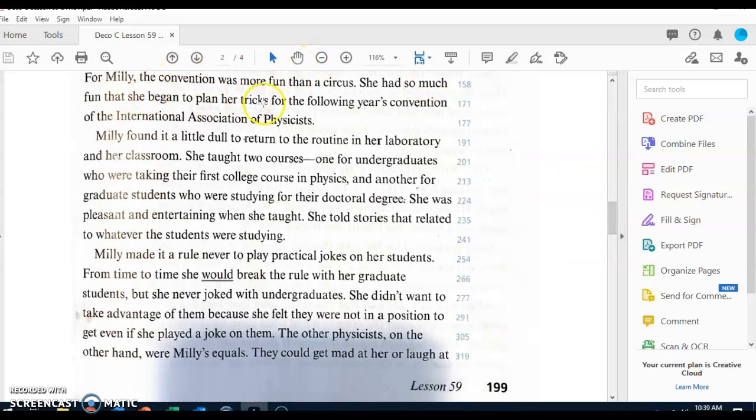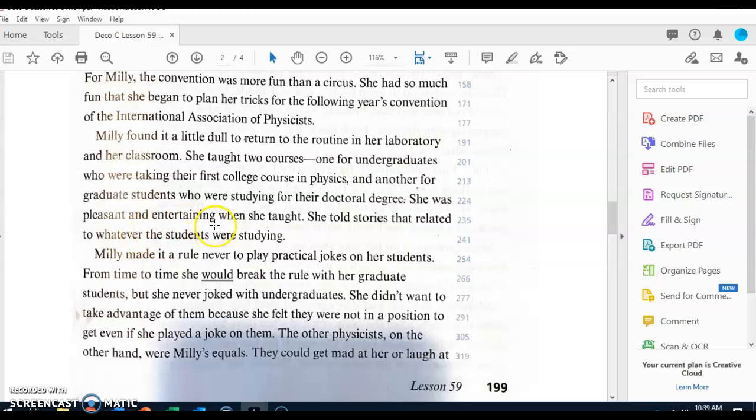For Millie, the convention was more fun than a circus. She had so much fun that she had begun to plan her tricks for the following year's convention of the International Association of Physicists. Millie found it a little dull to return to her routine in her laboratory and her classroom. She taught 2 courses, one for undergraduates who were taking their first college course in physics, and another for graduate students who were studying for their doctoral degrees.